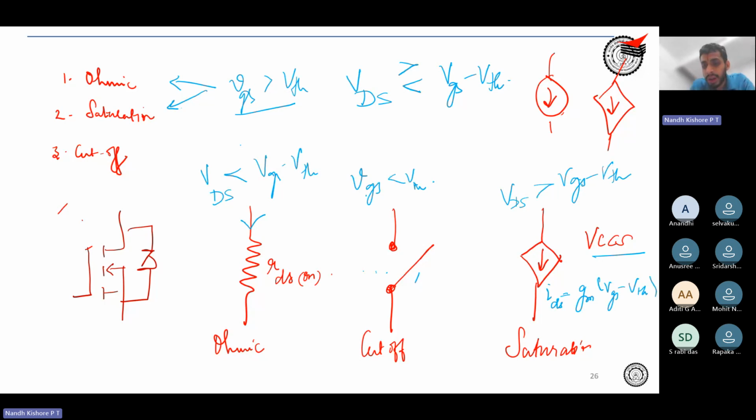Okay. So your IDS is dependent on VGS only if your VDS is greater than VGS minus V threshold. As your VGS increases, you are correct, your ID will also increase. But under what scenario? Only when your VDS is greater than VGS minus V threshold.